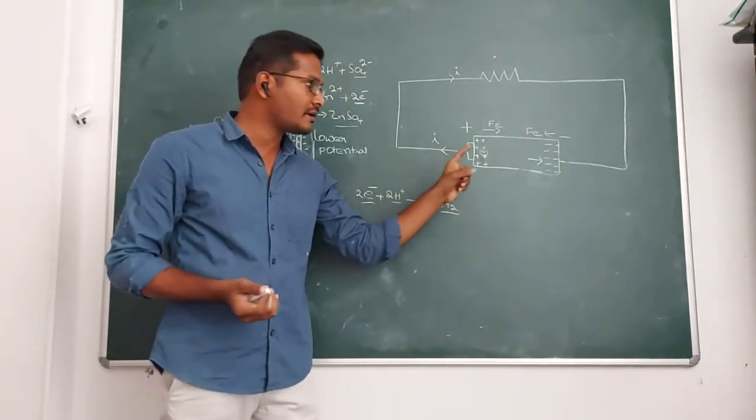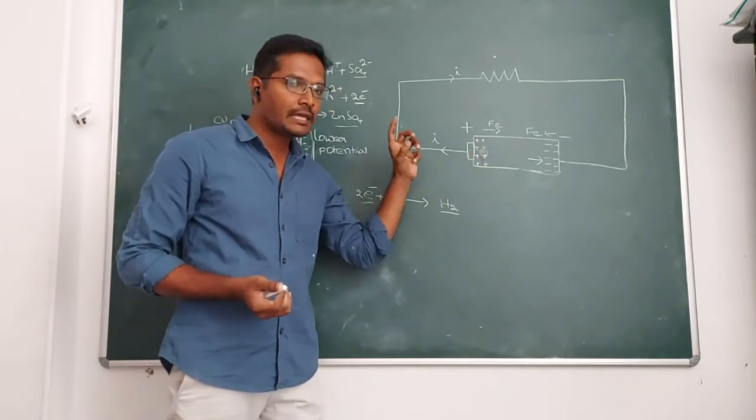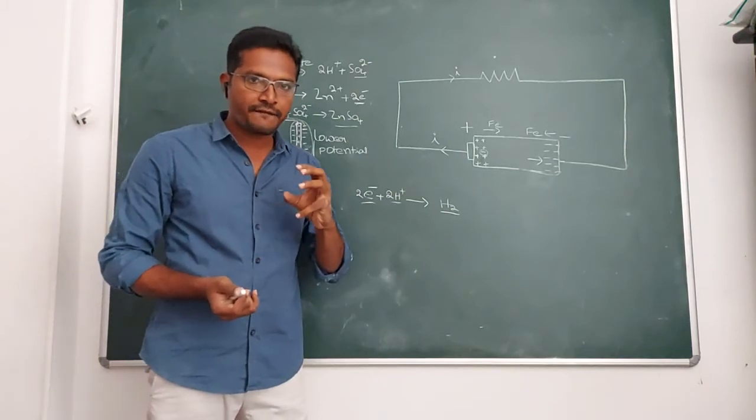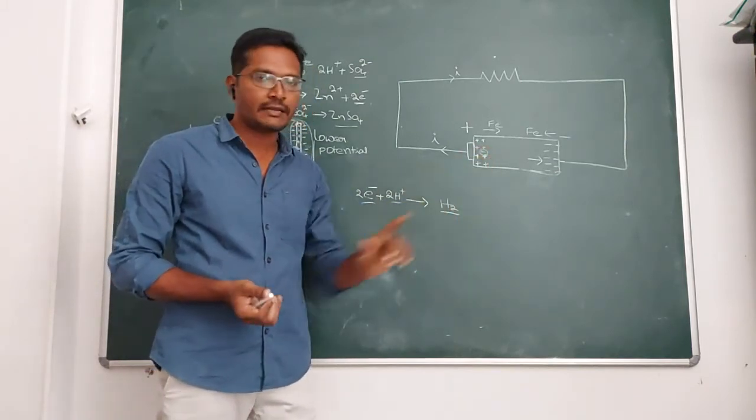Which force is trying to move this electron? A chemical force is trying to move the electron. That means here there is work done. There is work done inside the cell.